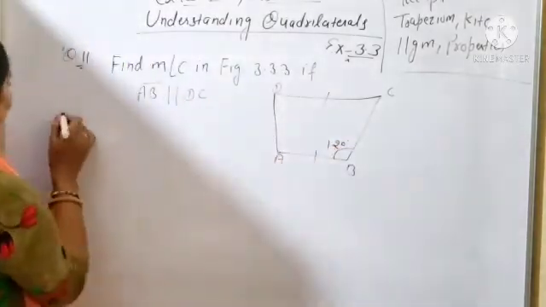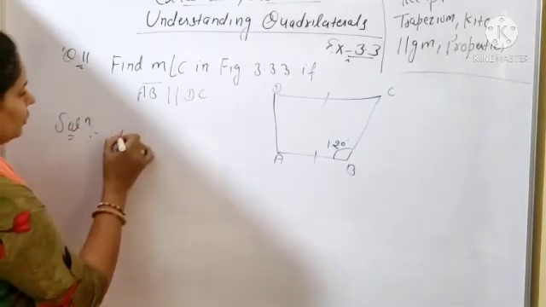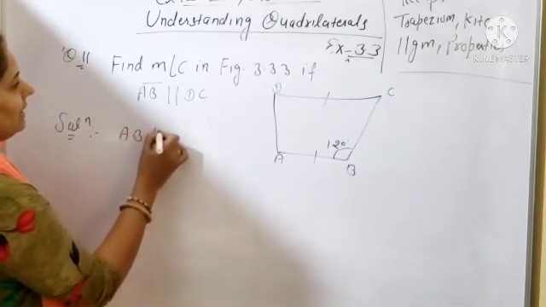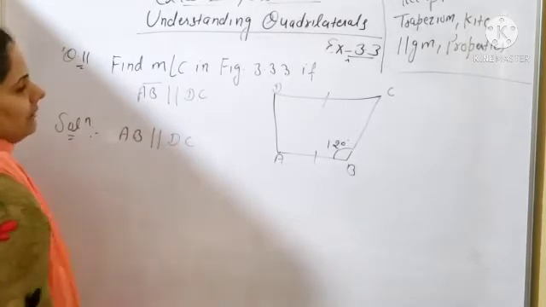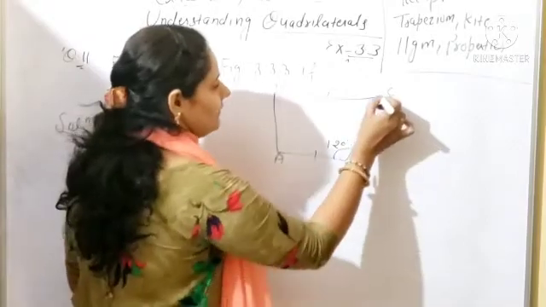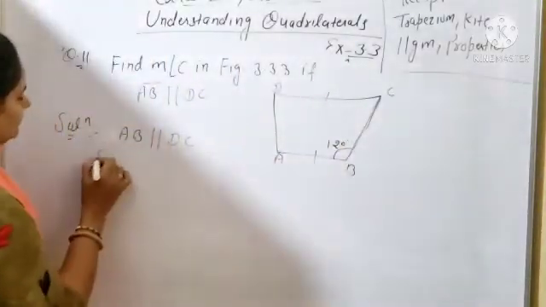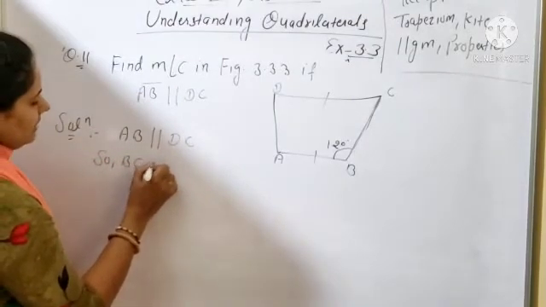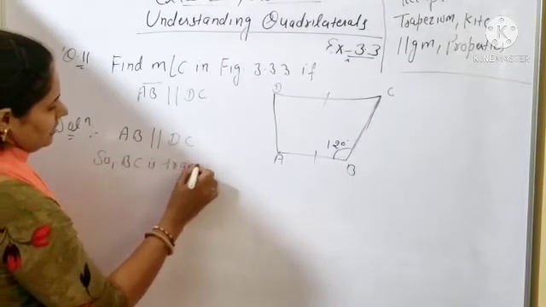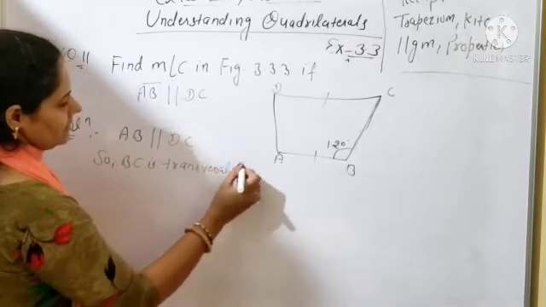Clear? So, simply I have told you one property now only. What is the property? If two sides are parallel, it means AB is given parallel to DC. AB side is parallel to DC. So you can take BC, this one side. This one is a transversal line. Okay. So BC is a transversal line.